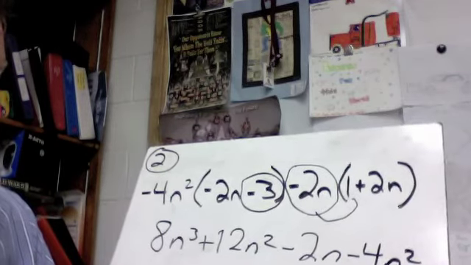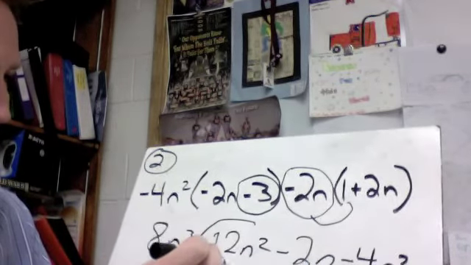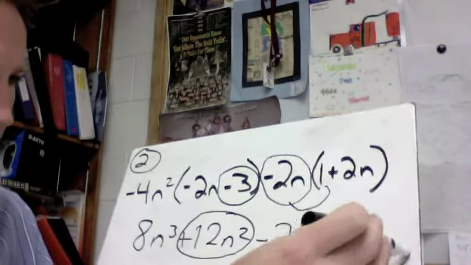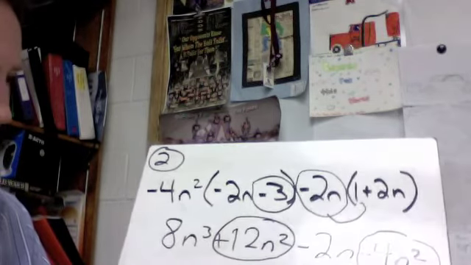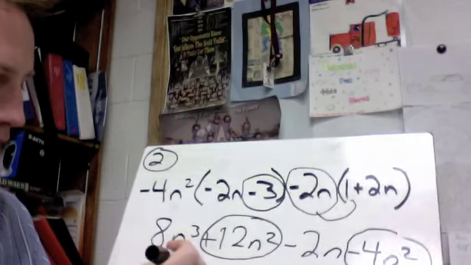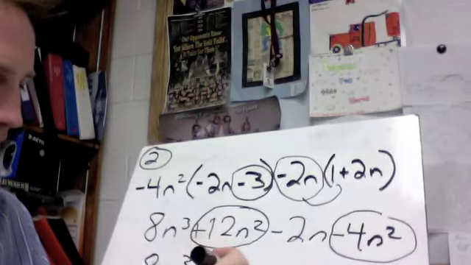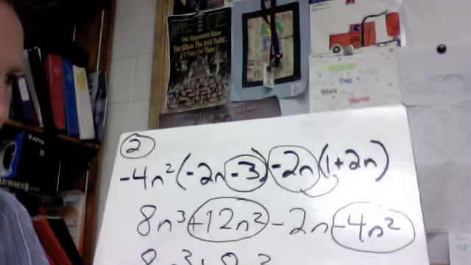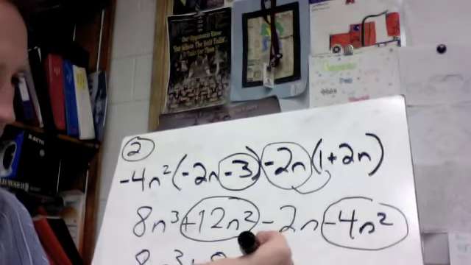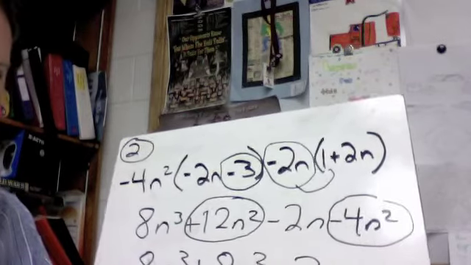Now if I look to put things together, it looks like I've got this and this that go together. The other things are separate, so I'll just go 8n to the third. Put those together would be plus 8n to the second, and then I've got minus 2n.